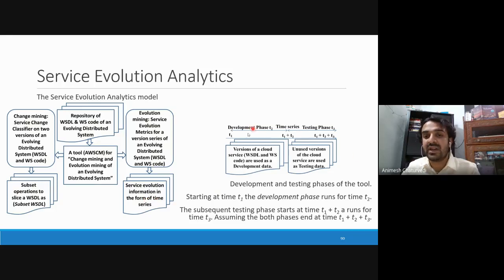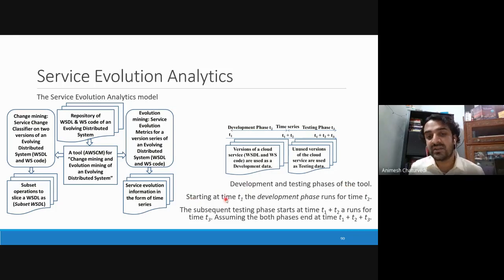The tool that we developed has these types of phases. First we developed it in the development phase, then we tested it in the testing phase. In the development phase we collected various versions of cloud services with WSDL and WS code that were used as development data, and then some unused versions of the cloud services were used for testing. In that way we developed and tested the two phases of the tool.